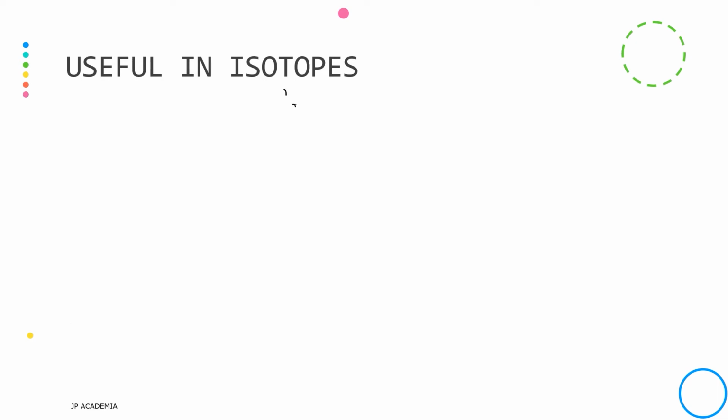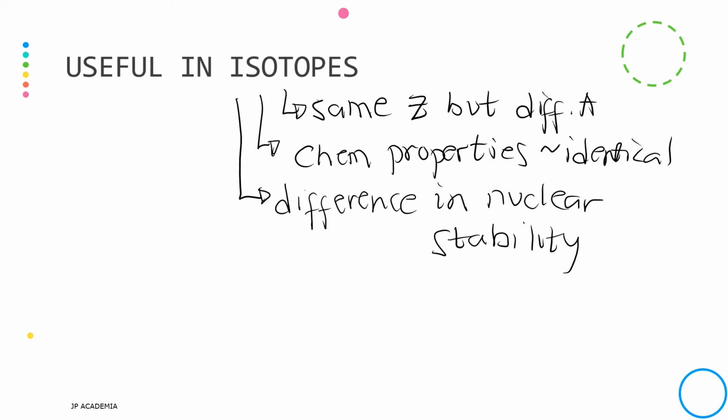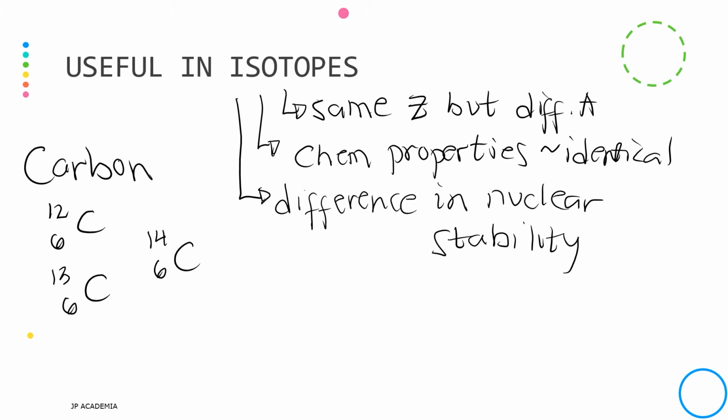Isotopes of an element have the same atomic number but different atomic mass number due to different quantities of neutrons. The chemical properties of different isotopes of an element are identical, but they will usually have large differences in nuclear stability. Here we have the isotopes for carbon, using the standard notation we have introduced previously. Note the difference in their atomic mass number A. So we have carbon-12, carbon-13, and carbon-14.